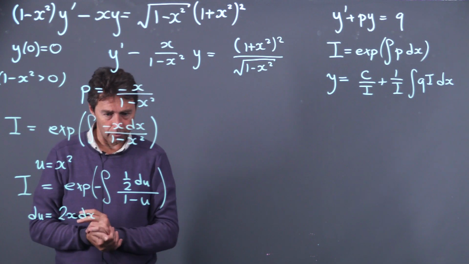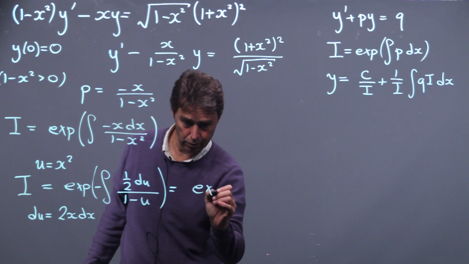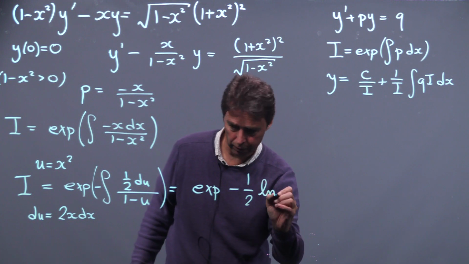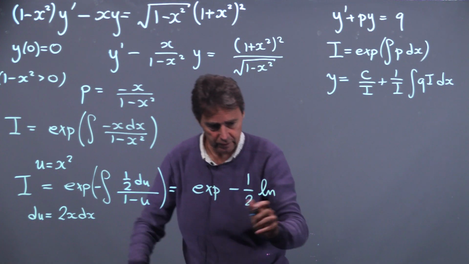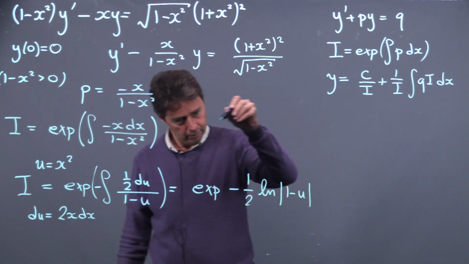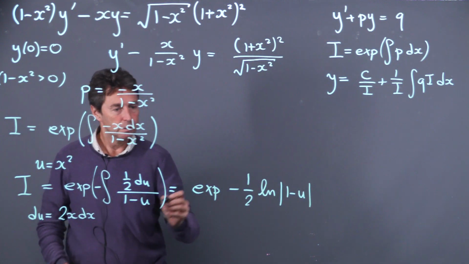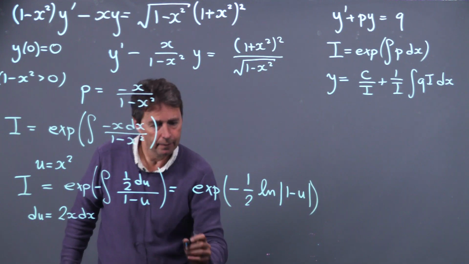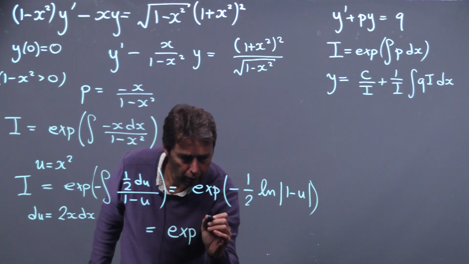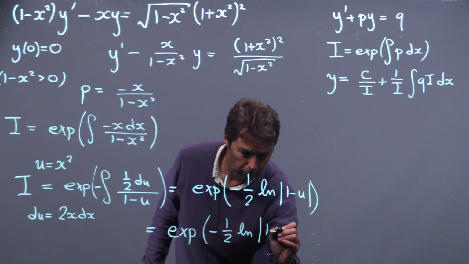If you see 1 over a linear function, that integrates into a logarithm. So this is the exponential of minus, there's this 1/2 factor, times the logarithm. When you integrate 1 over something, in principle you should always put in an absolute value: the integral of 1 over a linear function is the logarithm of its absolute value. So that's the integrating factor. Let's go back to x. This is the exponential of -1/2 times the logarithm of the absolute value of 1 minus x squared.